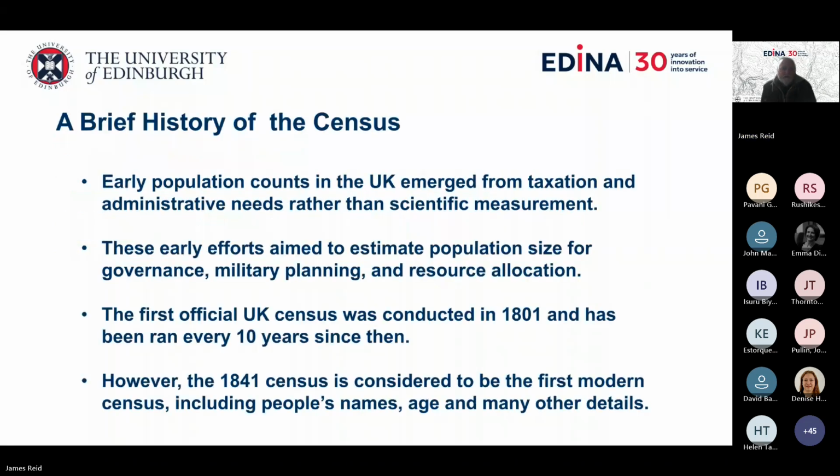A little history of the census. Early population counts in the UK stem from taxation and administrative need rather than any specific desire for scientific measurement. It was largely about governance, military planning, and resource allocation. This is back in the 1800s and forward. The first official UK census was conducted in 1801, and has been around, as I say, every 10 years since, with minor interruptions. The 1841 is probably considered by most the first modern census, which included people's names, age, and other details. The socio-demographic detail we today would recognize as the census.